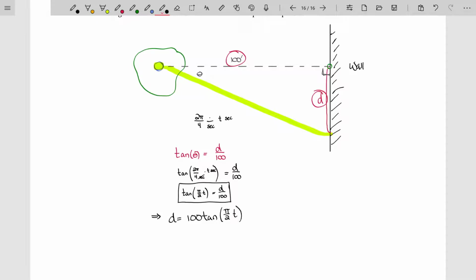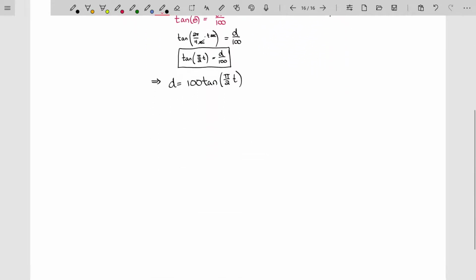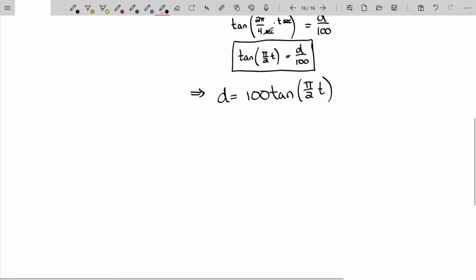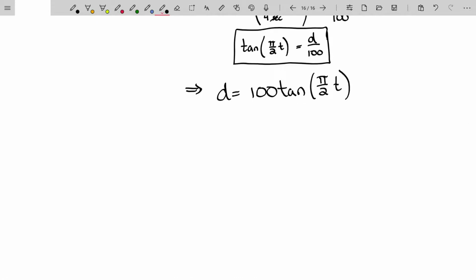We could graph that by hand, although I've got to tell you, it won't look like anything special, but we could totally graph that by hand. If you want to graph it by hand, you have to note there is no amplitude for a tangent function. There is a period here. The period is not 2 pi over b, but pi over b because it's a tangent. It's pi over 2, which is 2.